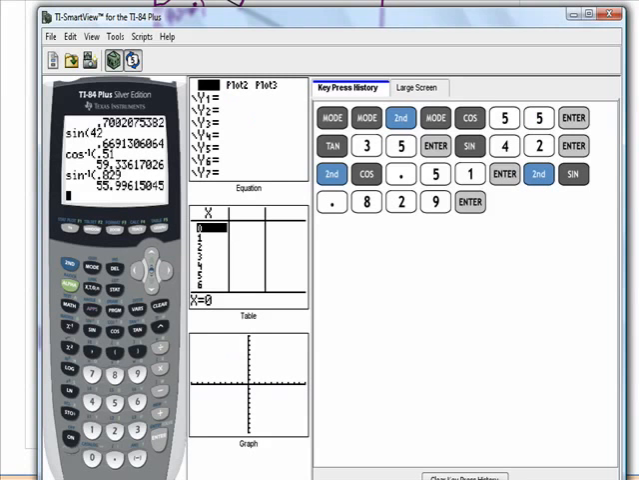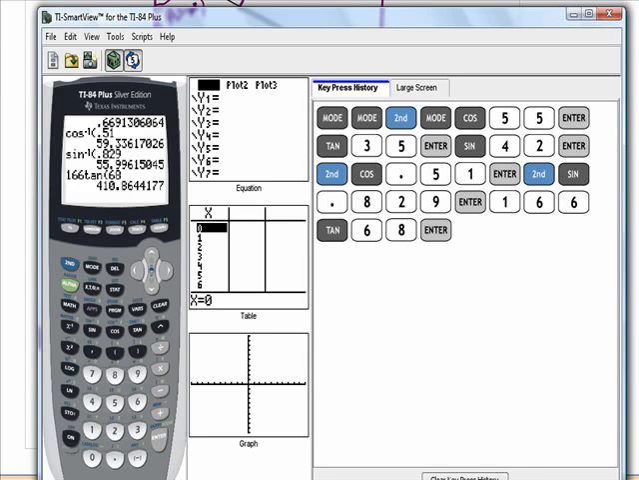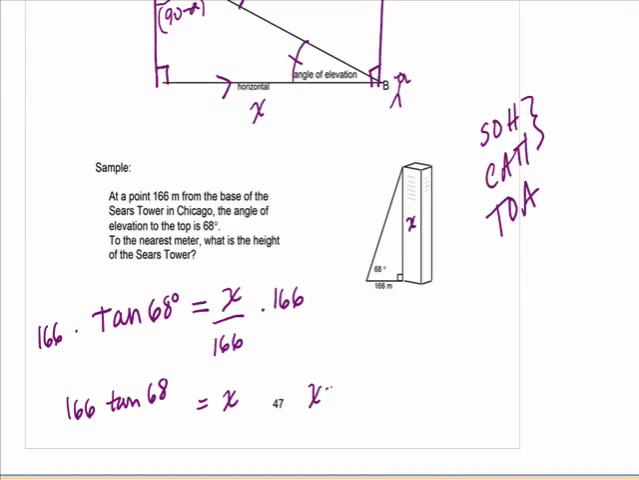So I'm going to go to my calculator and enter 166. And I don't even need to press the times symbol on my calculator. I can then hit tan 68. When I do that, I get 410.86. And the problem does say to the nearest meter, so what should I round that to? 411. Great.